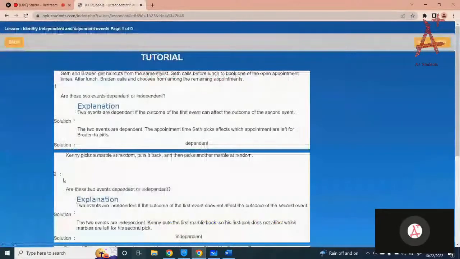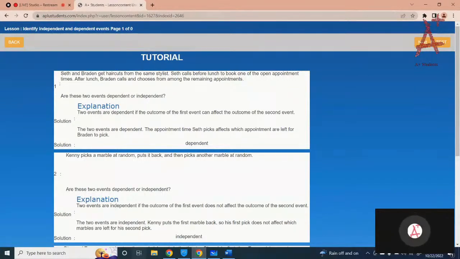Okay, just look at the first example. Seth and Braden get haircuts from the same stylist. Seth calls before lunch to book one of the open appointment times. After lunch, Braden calls and chooses from among the remaining appointments. Are these two events dependent or independent? They are dependent. Got it?